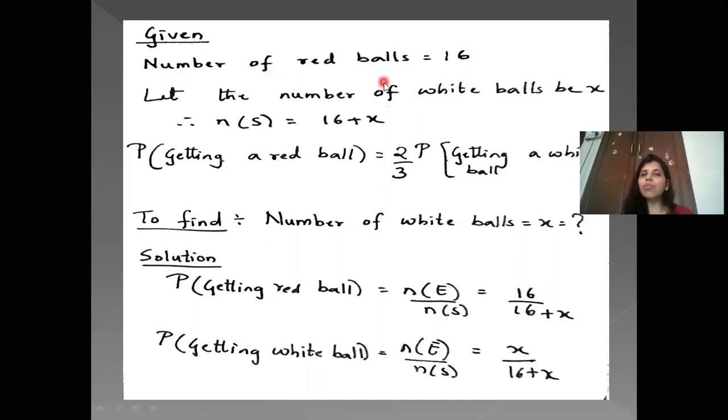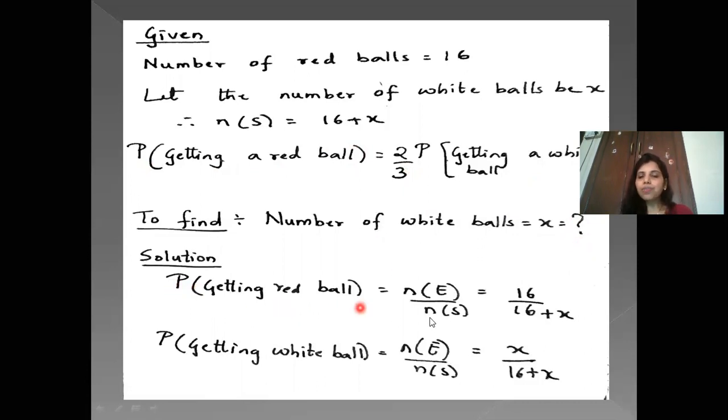So let's see. First you have to write number of red balls is 16. Number of white balls, we have to assume it as x. So sample space becomes 16 plus x. Now probability of getting a red ball is 2 upon 3 of probability of getting a white ball. So number of white balls, we assume we have to find that value x.